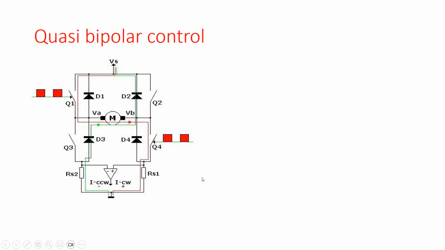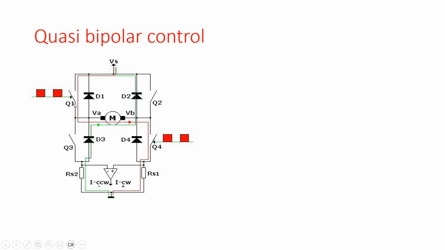Then we have the last one, which is the so-called quasi-bipolar control. In the quasi-bipolar control, we only put the PWM to Q1 and Q4, and Q3 and Q2 are opened during the whole operation. So there is no current path through Q2 and Q3. So what happens when the PWM value is positive? Well, then again the current flows through Q1, through the motor, through Q4 to ground, and due to the inductor, the current wants to keep on flowing.